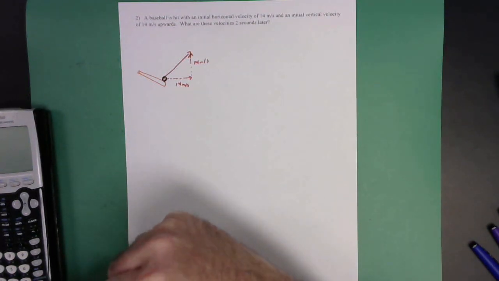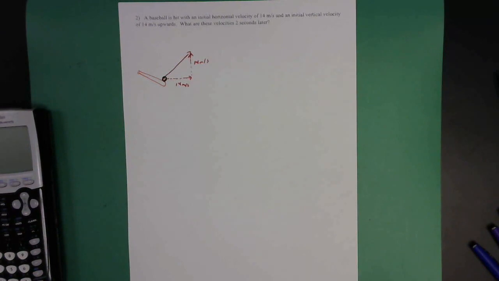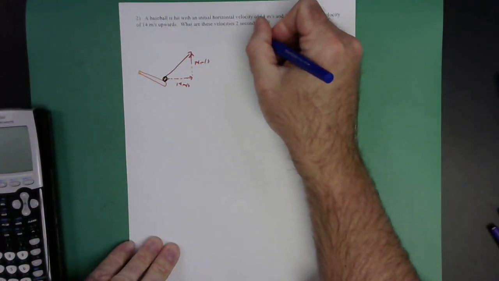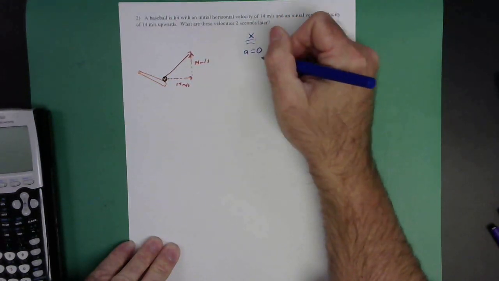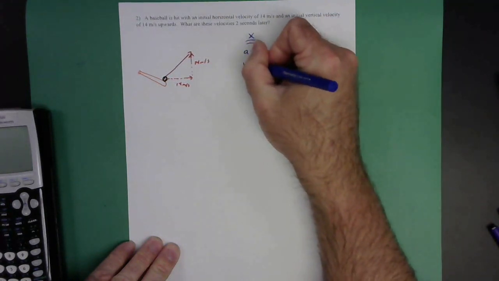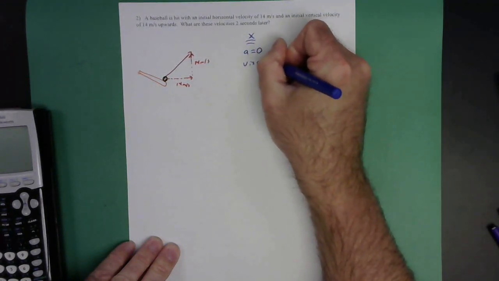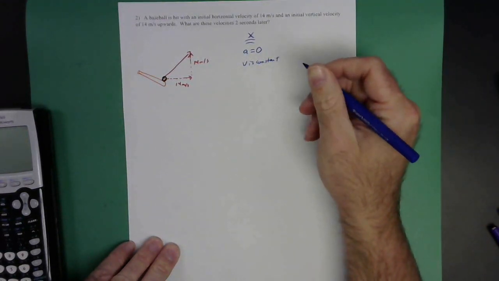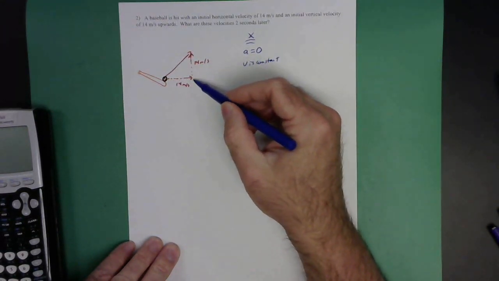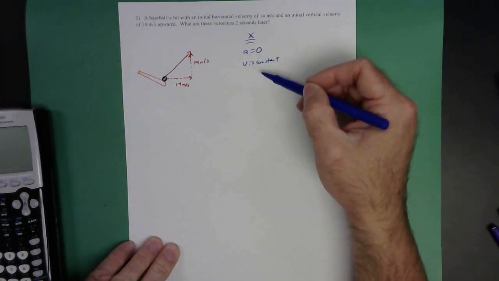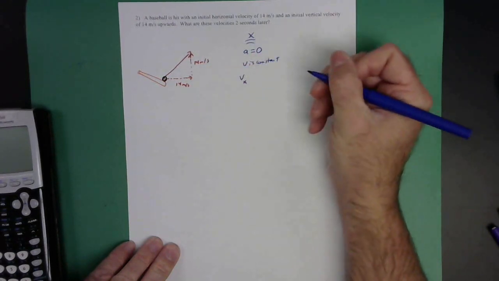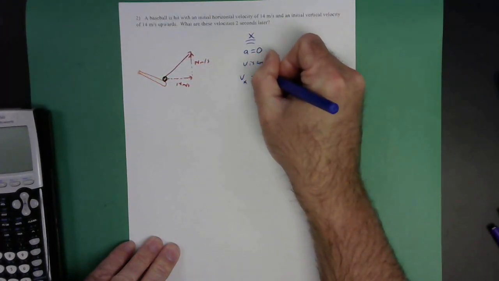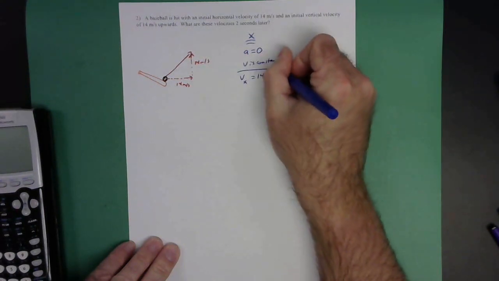Well, there are a couple of things that we know about all projectile problems. For all projectile problems, in the horizontal axis, the acceleration is 0, and that means the velocity is constant. So 2 seconds later, if it started off going 14 meters per second sideways, it'll still be going 14 meters per second. So we know that v subscript x, the horizontal velocity, is still 14 meters per second 2 seconds later.